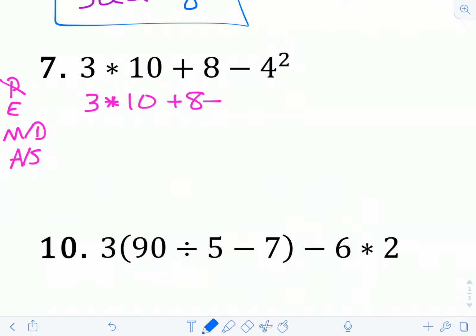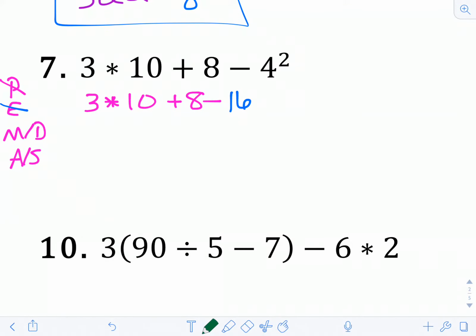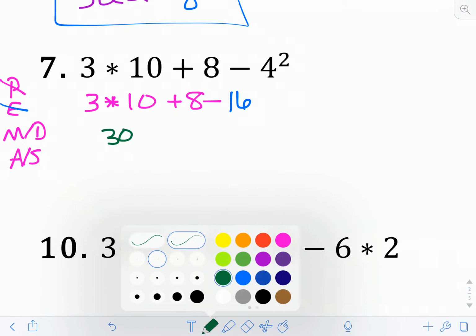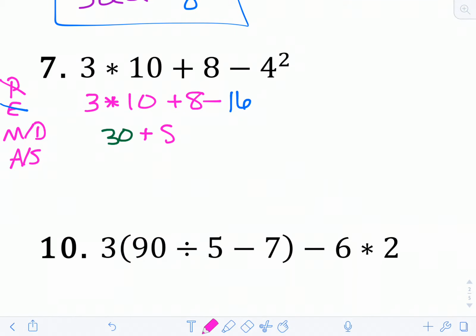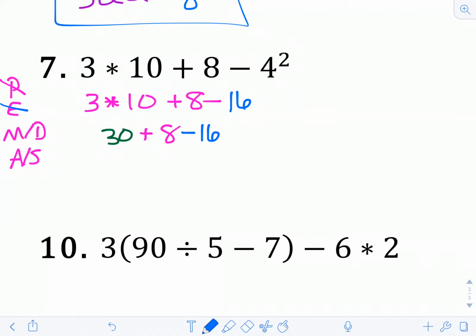Well, 4 times 4 is 16. So I'm done with the exponents. Now we're going to do multiplication and division. And if I look, I do see one thing in multiplication. And you go left to right. So 3 times 10 is 30. And then I'm going to leave everything else that I have. So plus 8 minus 16. So I am done with multiplication and division.